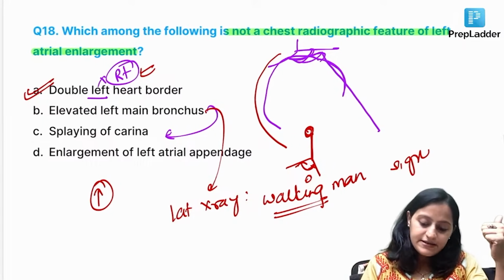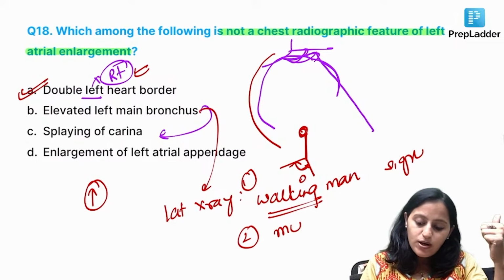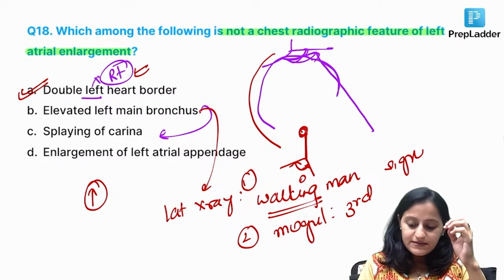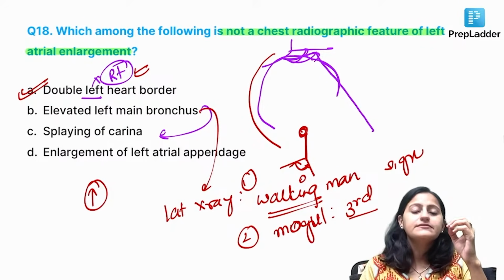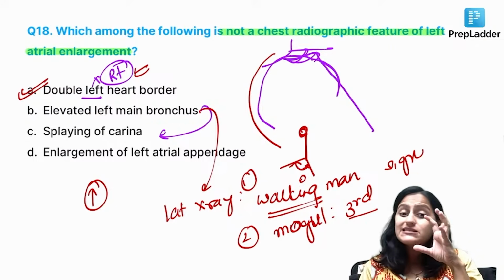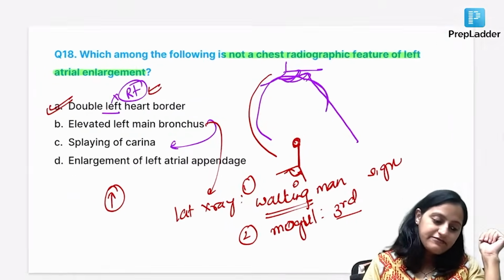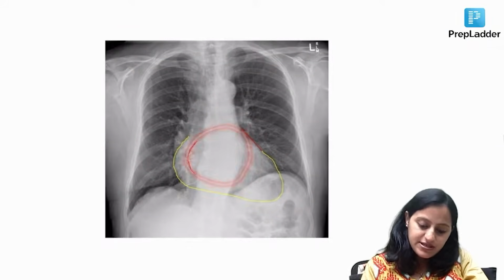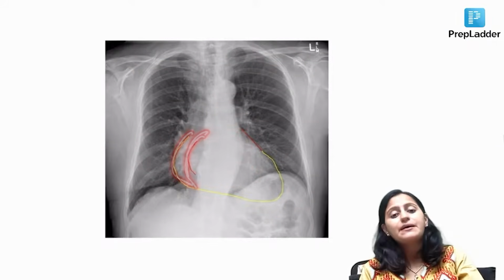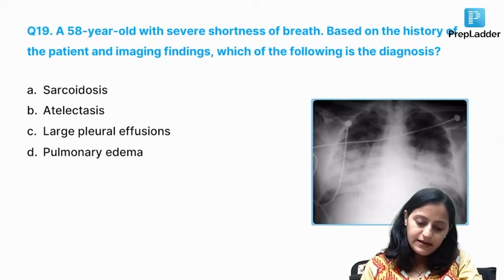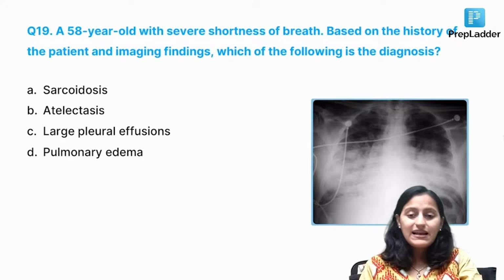Okay, correct. And if I ask you in terms of the Mogul sign, what Mogul sign do you get in left atrium enlargement? It is the third Mogul sign, right? Aorta, pulmonary artery, then comes the left atrium. So it is third Mogul sign that you see in left atrial enlargement. So look at this one, the atrium enlarging, it comes on the right side. It gives the double right heart border, not the double left heart border. Correct.